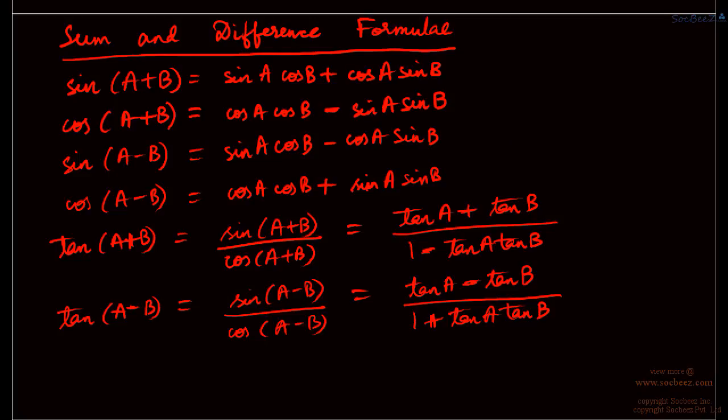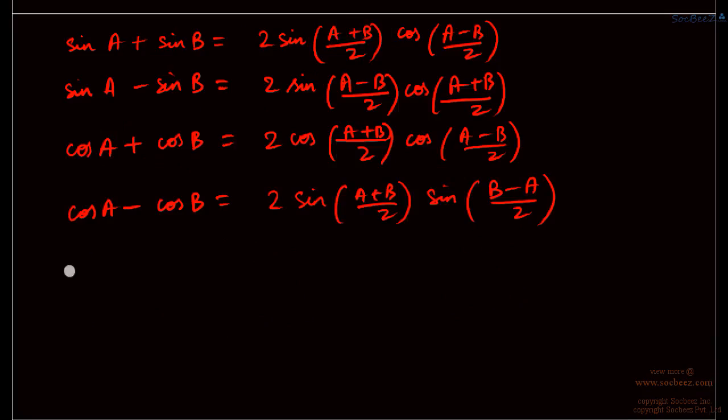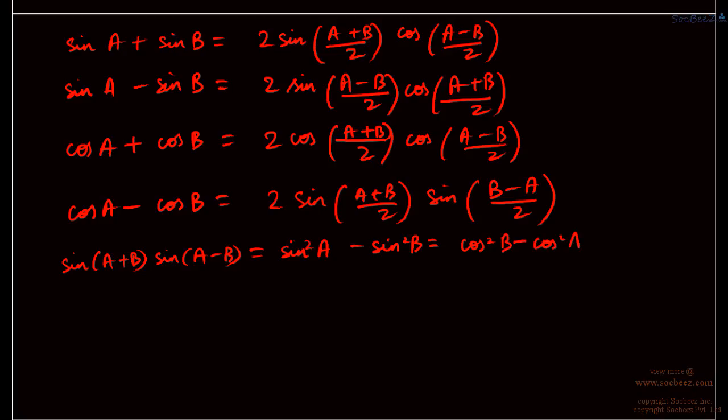So actually multiplying these two equations, we get a very simple and useful result, which is sin of (a plus b) into sin of (a minus b) is equal to sin square a minus sin square b, or, since sin square can be written as 1 minus cos square, this is cos square b minus cos square a.